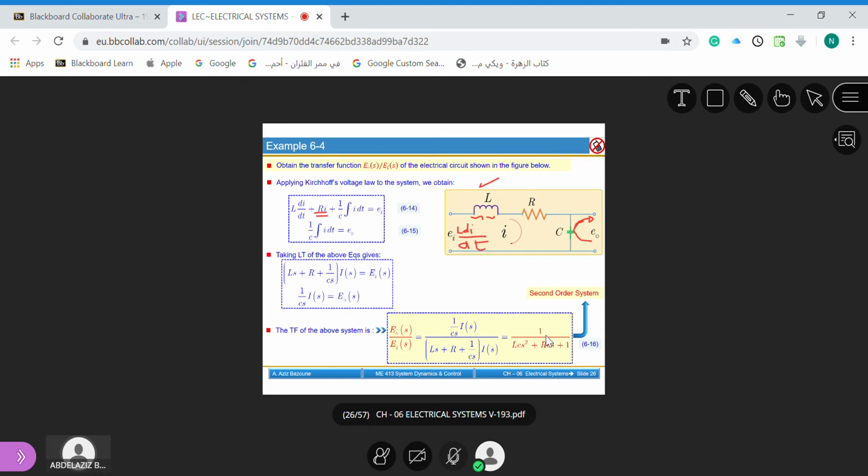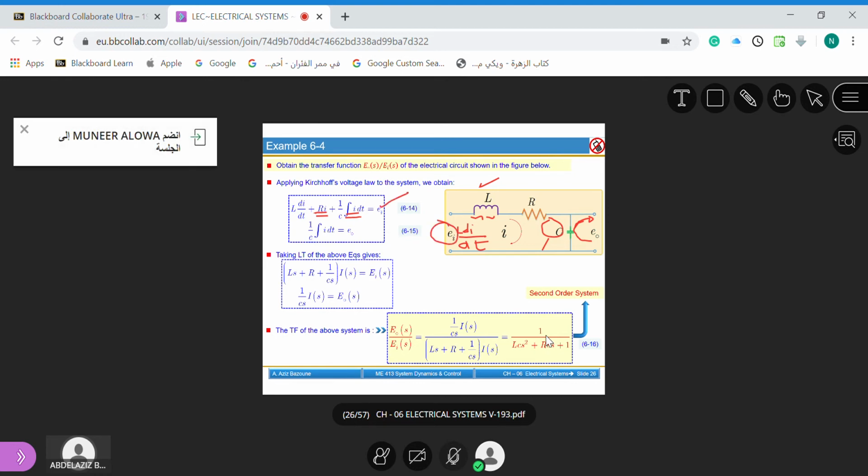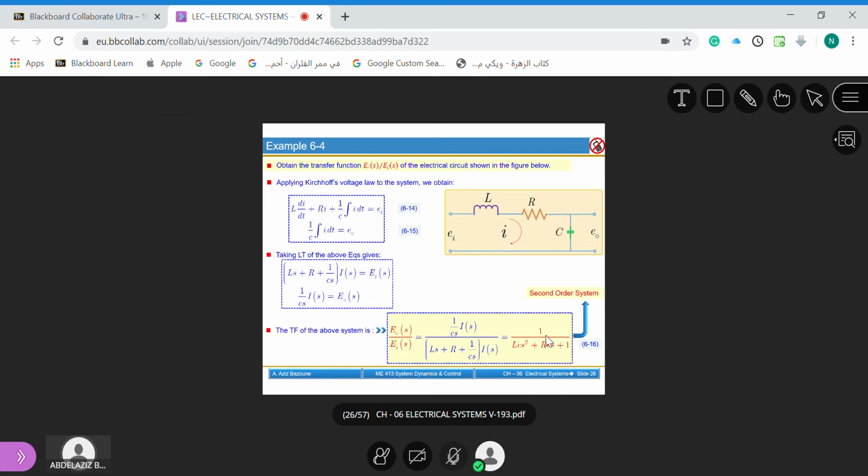plus 1 over C integral I dt, the voltage across the capacitor. So this is for the inner loop. The first equation is equal to EI. EI is the total voltage, the input to the system. The output, the outer loop, will be simply 1 over C integral I dt, and the integral I dt will give you E naught.